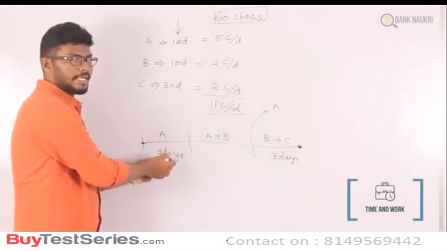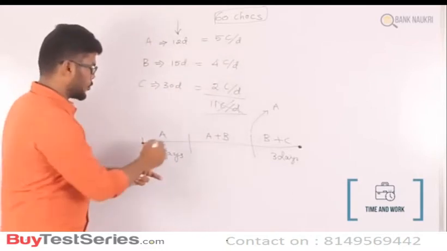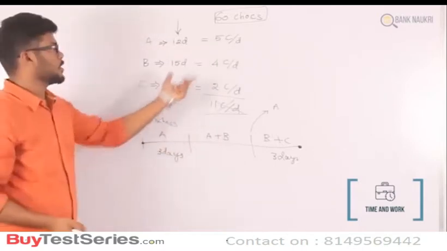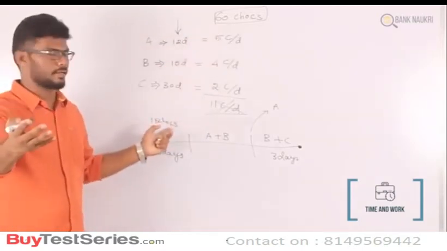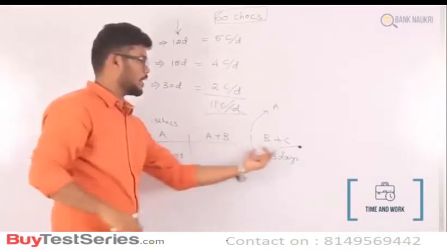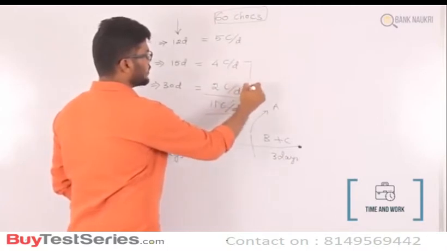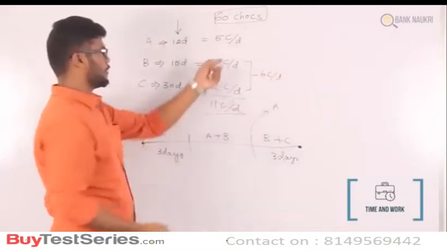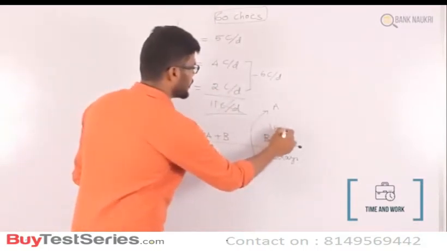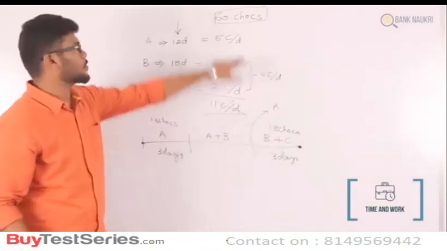So A works for the first 3 days. How many chocolates does A eat in a day? A eats 5 chocolates per day. So A will finish 15 chocolates here because 5 into 3, 15 chocolates. So out of 60, in the first 3 days itself 15 chocolates are over. Now because I don't know how many days they are working together, I'll leave this block, I'll go to the last block. B and C work for the last 3 days. So B and C will eat 6 chocolates per day, 4 plus 2, 6. So last 3 days, 6 chocolates per day. So it means they'll finish 18 chocolates. Am I right? Yes. So 15 chocolates, 18 chocolates over out of 60 chocolates.